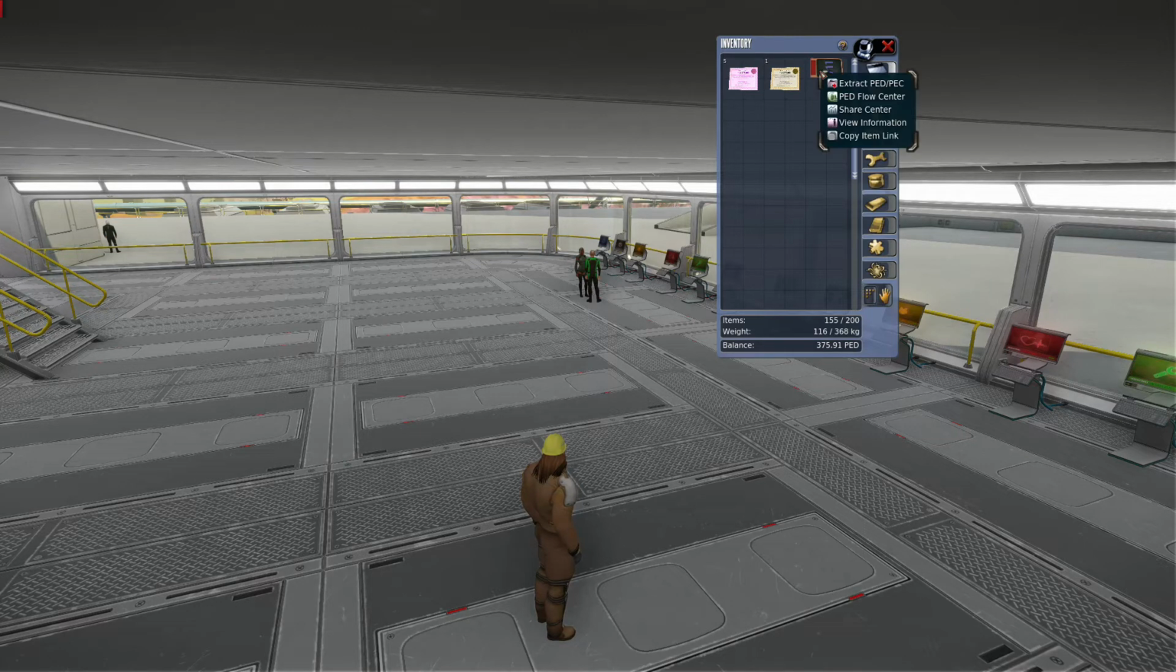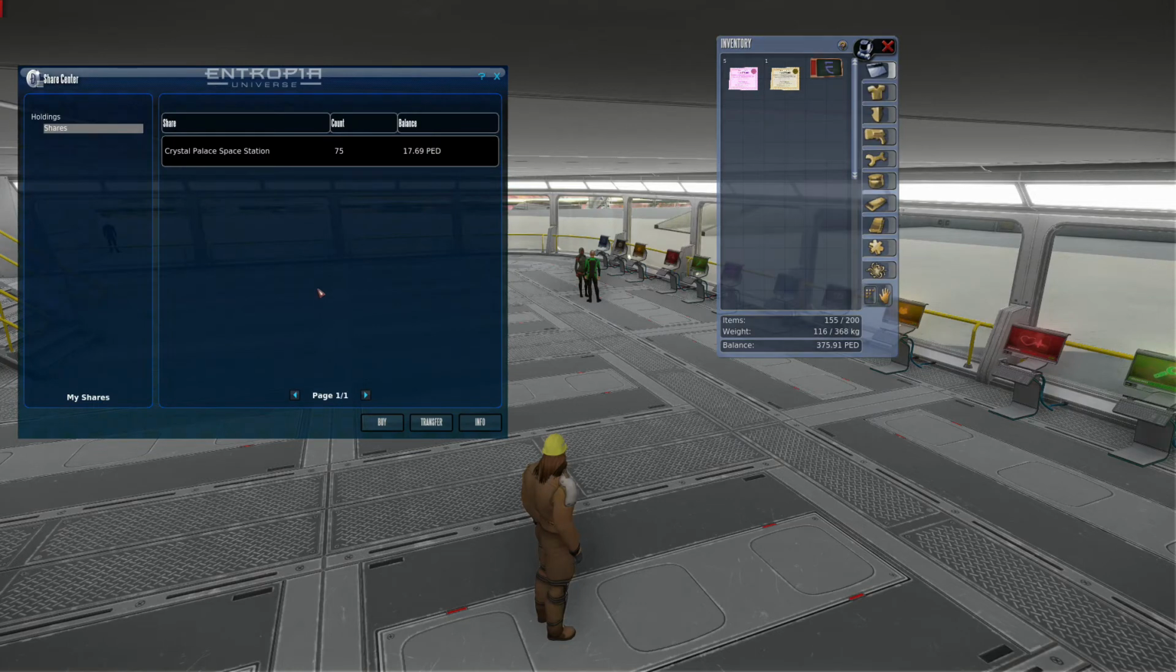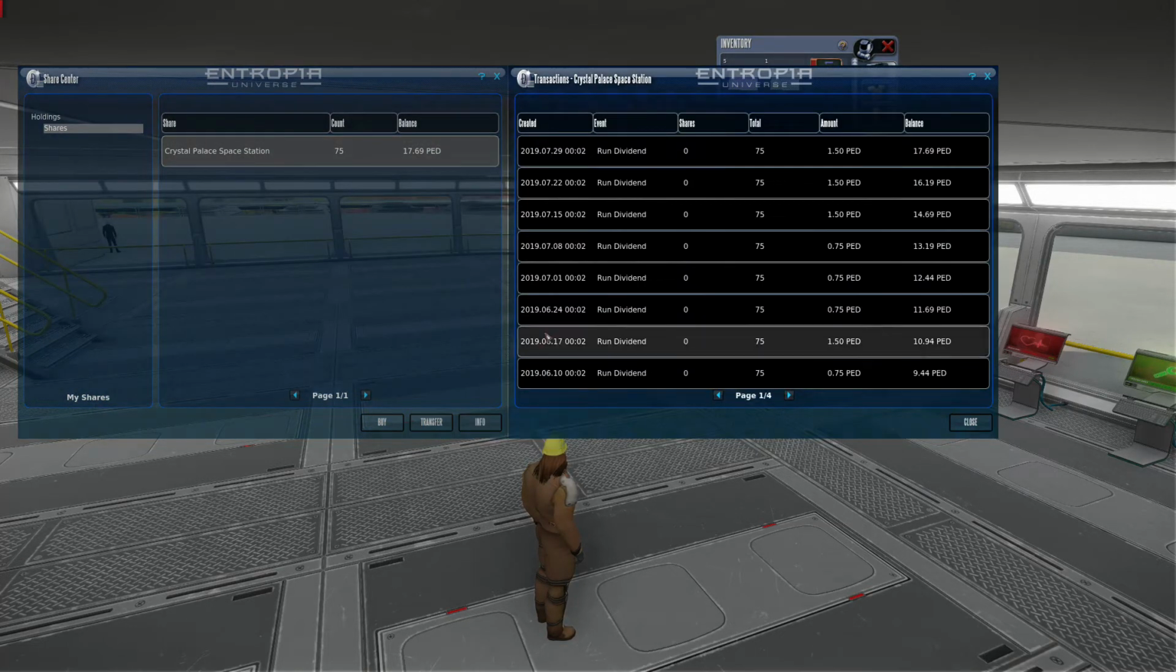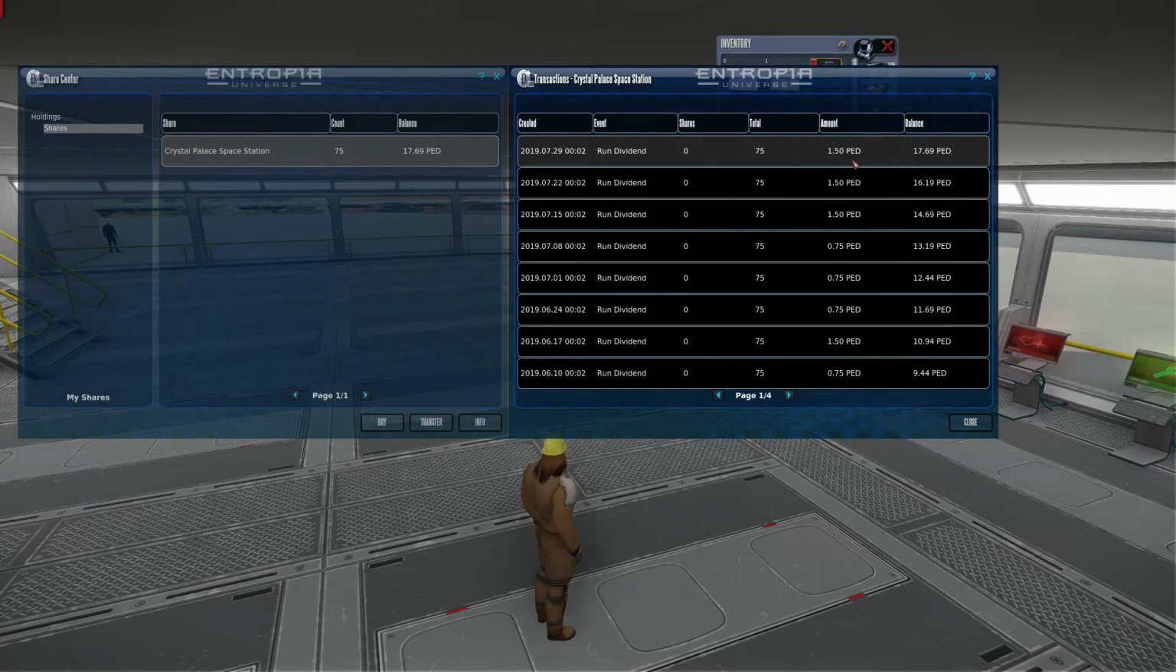As for the Crystal Palace shares, the payout was 2 peg per share. So my 75 shares paid me 1 pet 50 peg, bringing my total return since purchase up to 17 pet 69 peg. It seems that in a couple more weeks, the dividends will have paid back 2 of my shares in their entirety already. That is not bad at all.